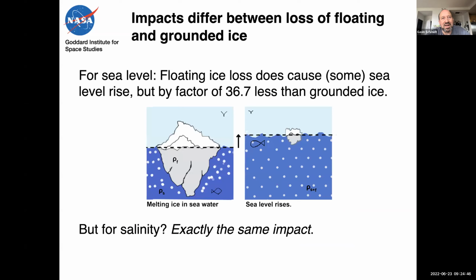Now, a lot of times people neglect the change that's related to floating ice because the impact that floating ice loss has on sea level is small. It's not zero, but it's smaller by a factor of about 37 than if that ice had been on the ground. But the impact of floating ice loss on salinity is exactly the same as if it was grounded ice. And so if you're looking for ocean circulation or steric effects from changing ice, you have to include the loss of floating ice as well.